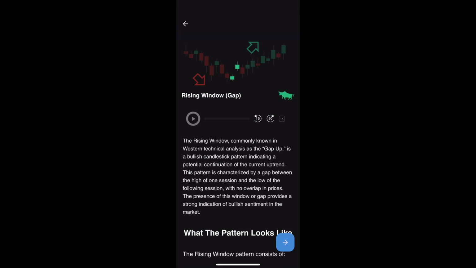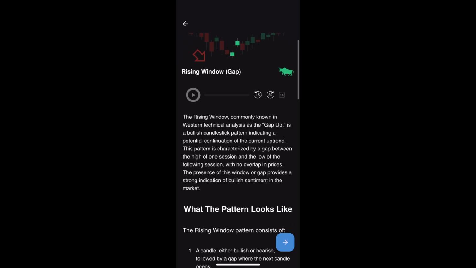Rising window, gap. The rising window, commonly known in Western technical analysis as the gap up, is a bullish candlestick pattern indicating a potential continuation of the current uptrend. This pattern is characterized by a gap between the high of one session and the low of the following session, with no overlap in prices. The presence of this window or gap provides a strong indication of bullish sentiment in the market.